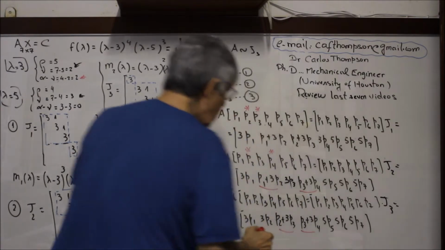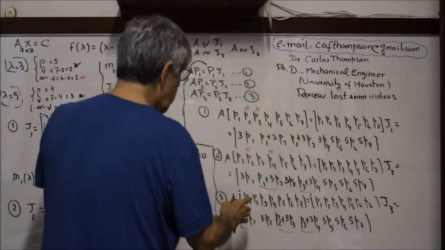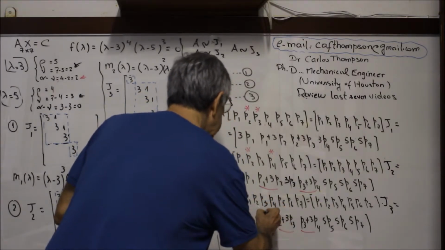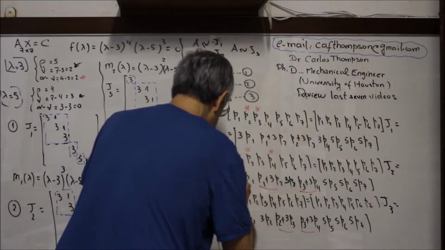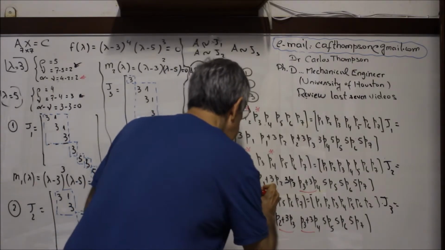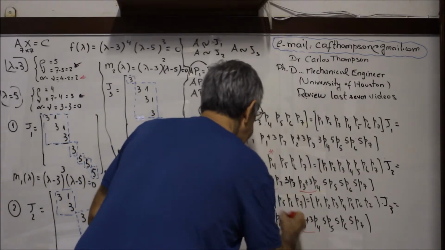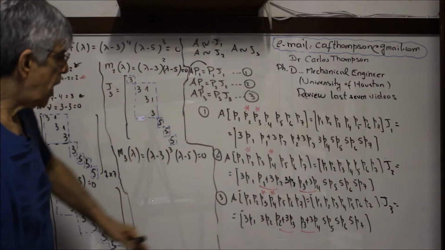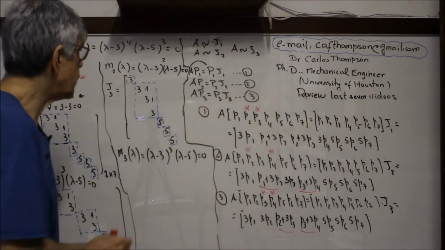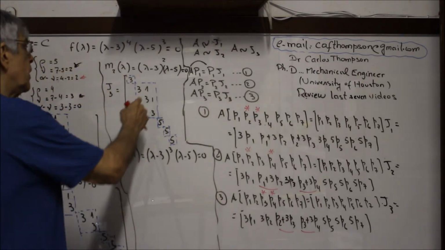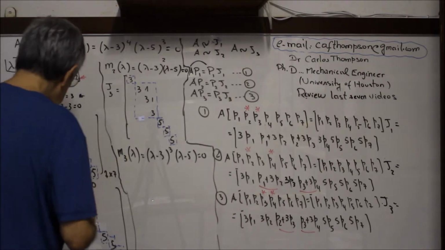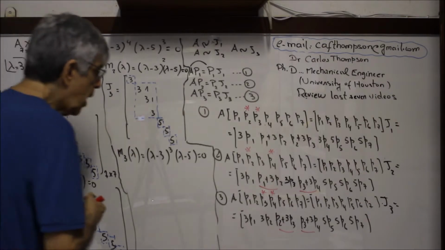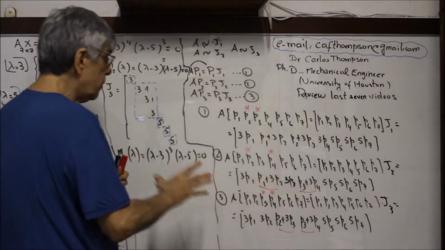From here we know that this vector P2, P3, and here P3 and P4 are the generalized eigenvector, just distributing the one right here. Here I put one here and one here, and this one. Now, this is very important. Why?